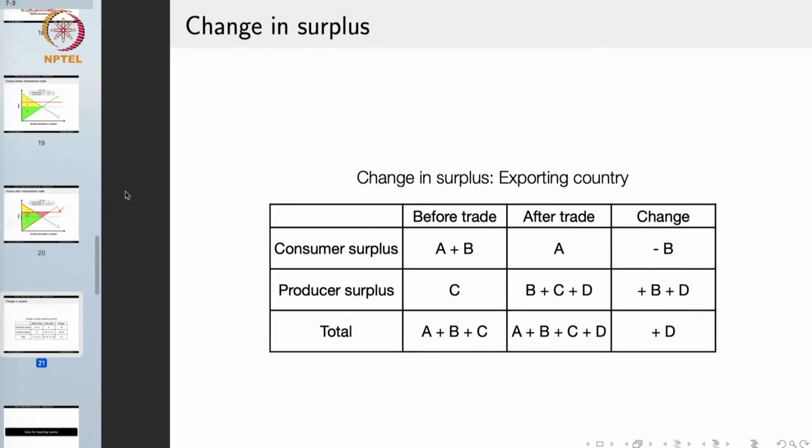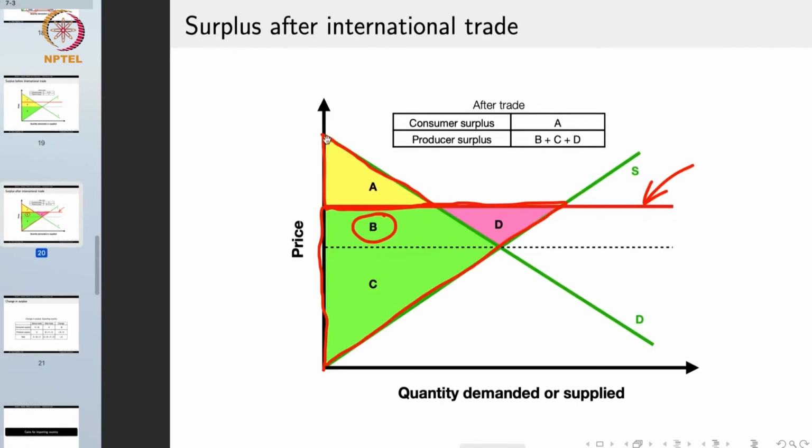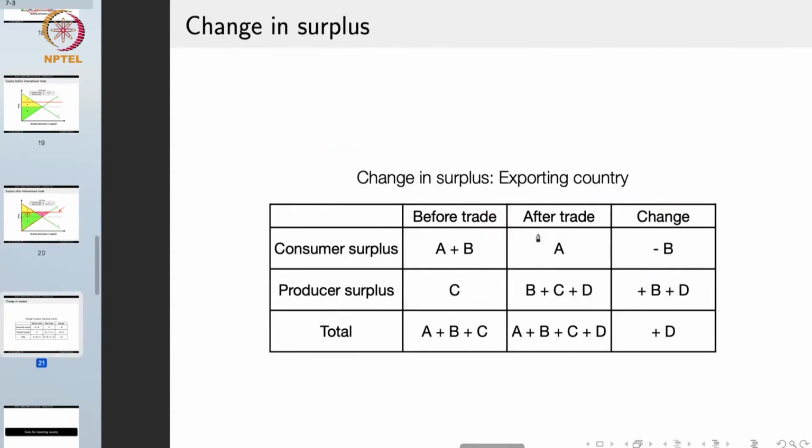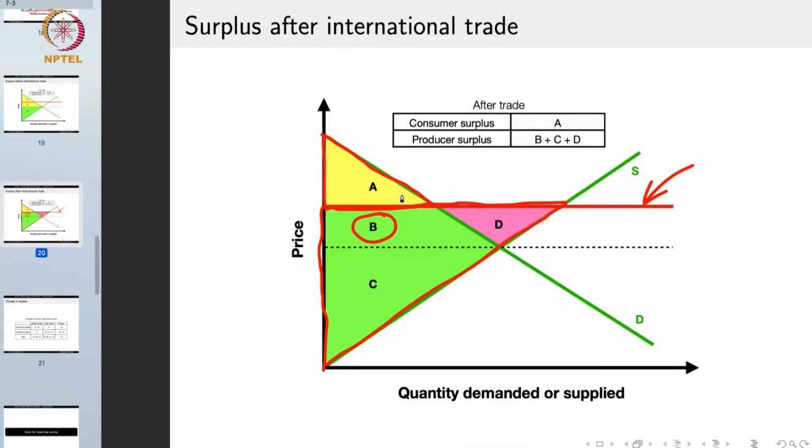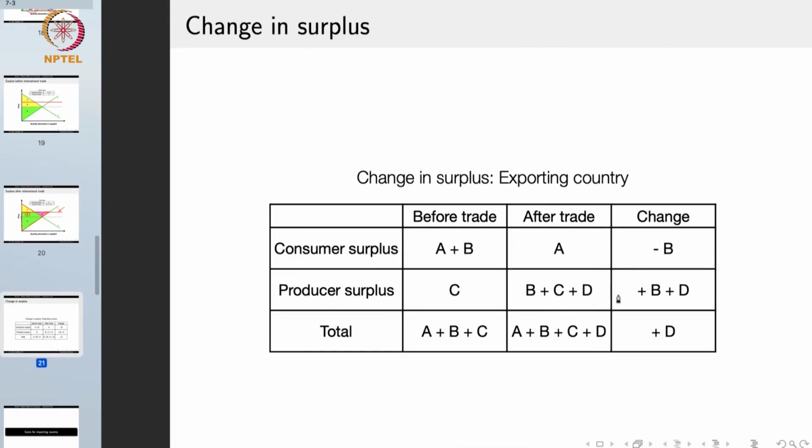Now, after trade, what is happening is that the new consumer surplus is A, which is what we are writing here. The new producer surplus is now B plus C plus D, which is what we are writing here. And so the total surplus is A plus B plus C plus D, which is what we are writing here.